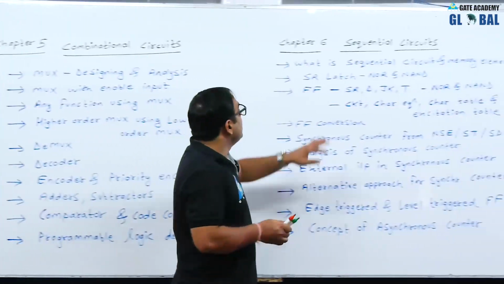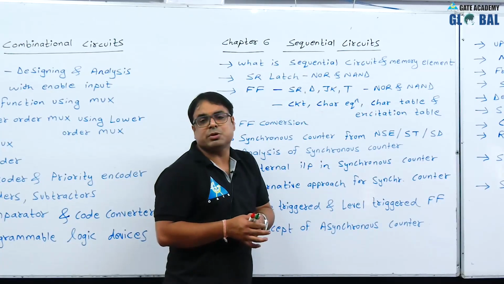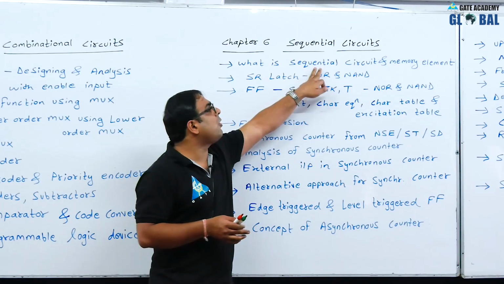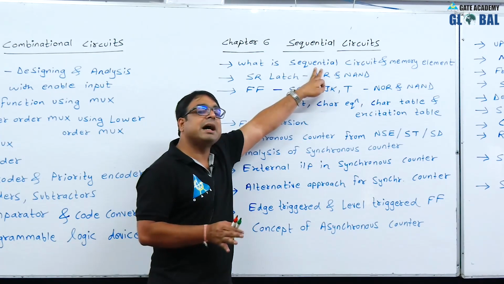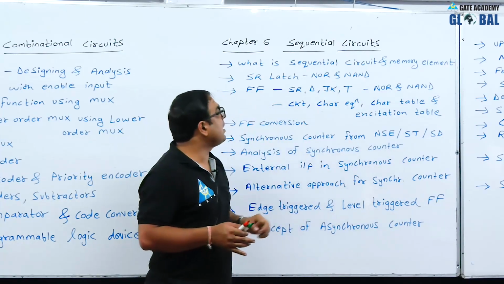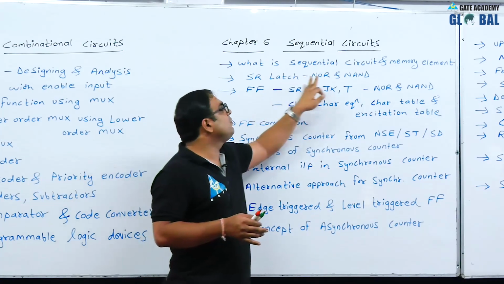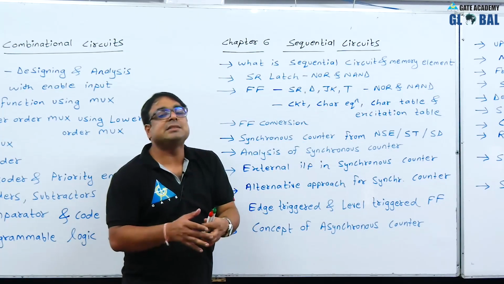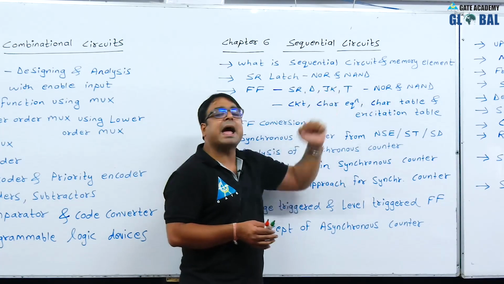Next, chapter 6, sequential circuit, the most important and the most conceptual topic of digital electronics. We will be starting from the very basic, how a sequential circuit is different from a combinational circuit, what are the differences, and then we will be starting with the memory element. So first we will be discussing latch and then we will be going to flip-flop. In latch we will be discussing both NOR gate and NAND gate. Very, very interesting discussion I will do here between the SR latch of the NOR gate and the NAND gate.